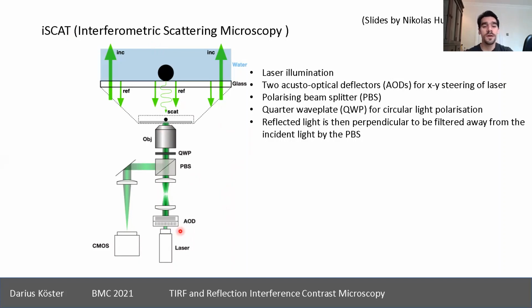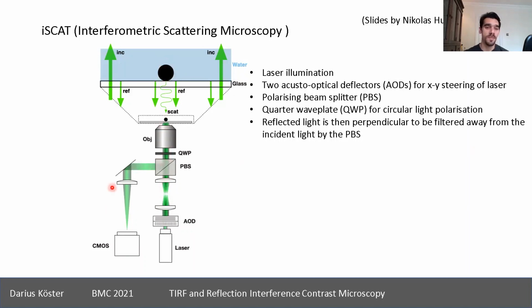But what they do here now is, instead of coming in with a broad light beam from an arc lamp or so, they use a laser and two AODs, acousto-optic devices, which are then used to steer the laser across the field of view. So in a random pattern, they steer the laser around very fast, at a megahertz kind of frequency. And then again, you just look at the interference from the scattered light that comes from your structure, your molecule of interest, and how it interferes with the substrate.